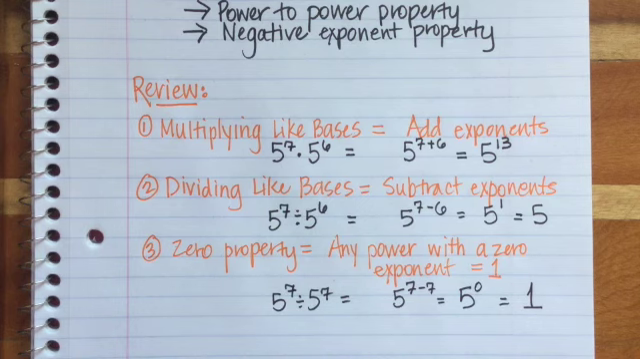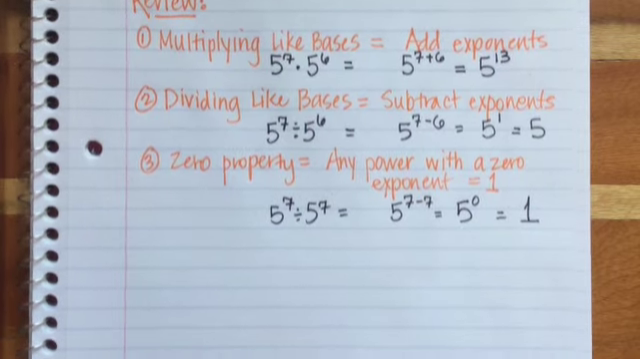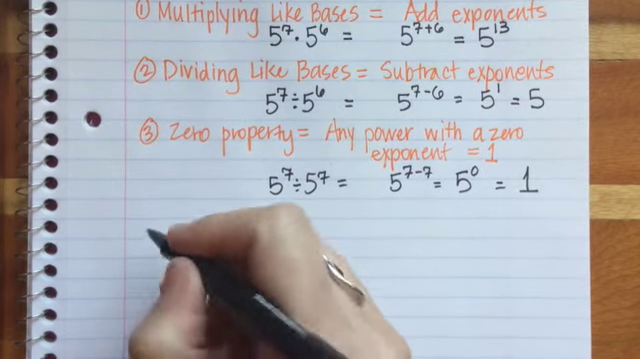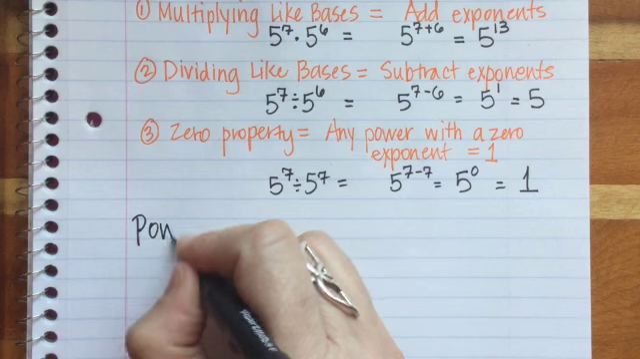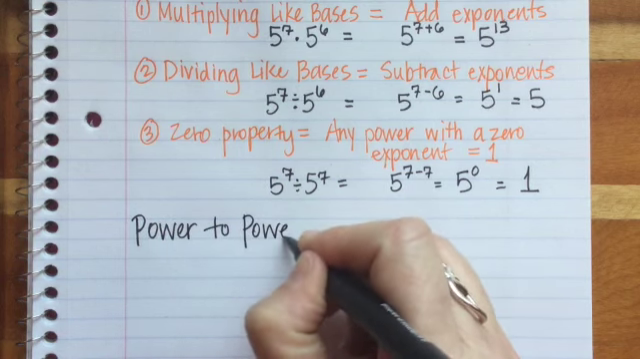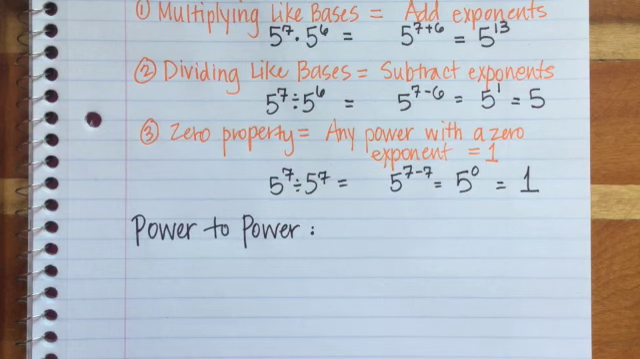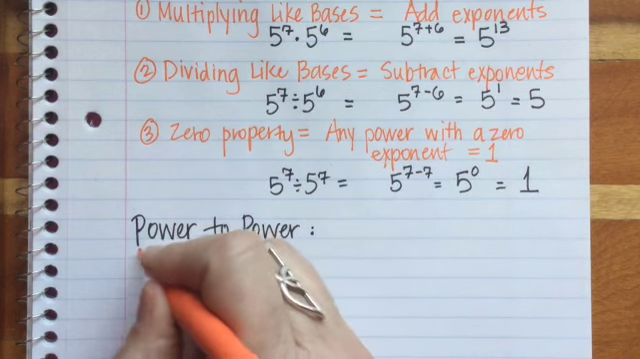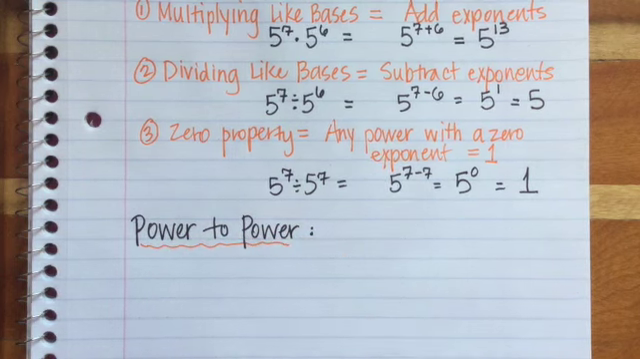Let's jump into this week's power to power property. So I'm actually going to title this next section Power to Power. And what I'm talking about is a slight difference between multiplying like bases. So if you look at our example there at the very top of the screen, it said 5 to the 7th times 5 to the 6th.